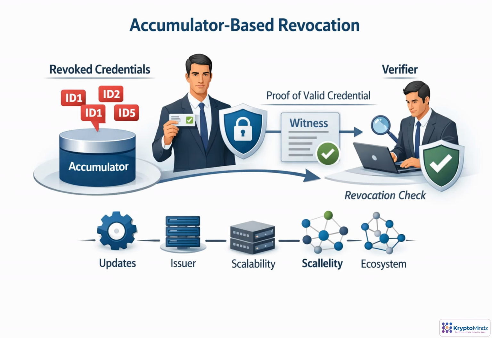Accumulator-based revocation compresses a large revocation list into a single cryptographic value. The issuer updates that value as credentials are revoked. The holder keeps a witness tied to their credential and uses it to prove "mine is not in the revoked set," without exposing the credential identifier. The verifier checks the proof against the published accumulator state. The hard part is operational: keeping witnesses current, scaling updates, and making sure wallets, issuers, and verifiers all support the method.